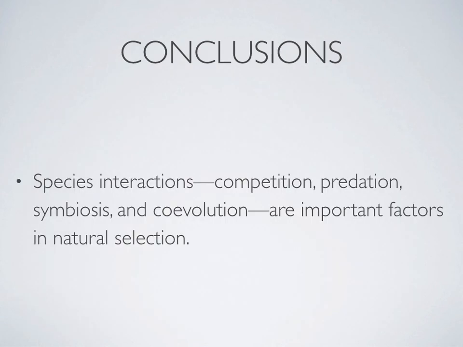In this section, we have learned about several types of species interactions: competition, predation, coevolution, and symbiosis, which itself has three primary forms: parasitism, mutualism, and commensalism. Each of these affects natural selection by either helping or hindering the survival of individuals and ultimately species.